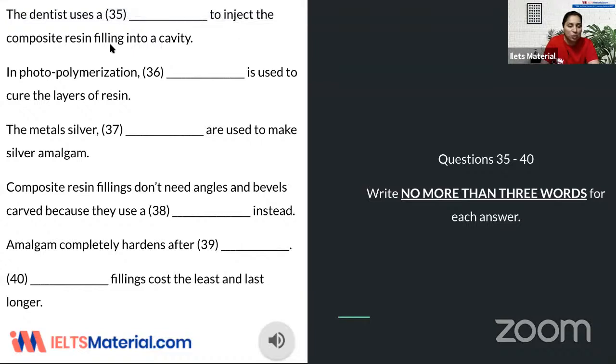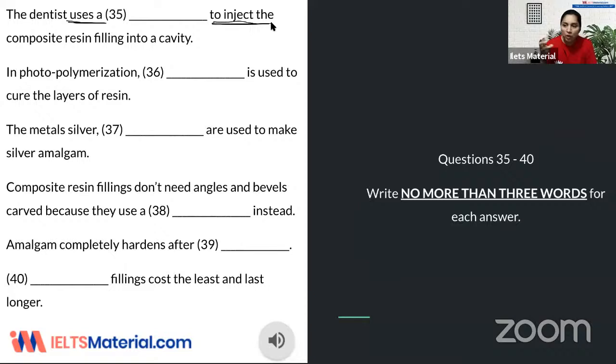If I take the first one, then the dentist uses a. What does a dentist use? They may be talking about an instrument, an equipment. So focus on that particular part. The dentist uses a, to inject. There's another keyword which is telling you that this is an equipment or an instrument which would be used to inject.